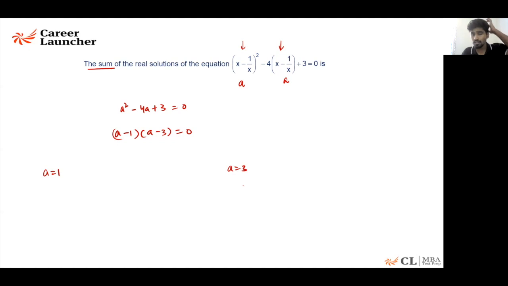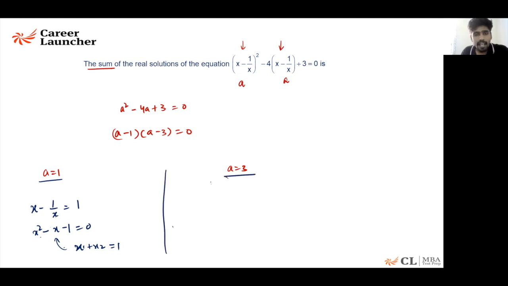What is the sum of real solutions of this equation? I'm guessing the answer is already 1 plus 3, that is 4. However, a is equal to x minus 1 by x. So x minus 1 by x is equal to 1. So in this case, you'll get x square minus x minus 1 equal to 0. You'll get 2 roots for x over here, and both of them are real. What is going to be the sum of the 2 roots over here? Minus b by a, which is equal to 1. So x1 and x2, if those are the 2 roots that come out of this bracket, x1 plus x2 should be equal to 1.